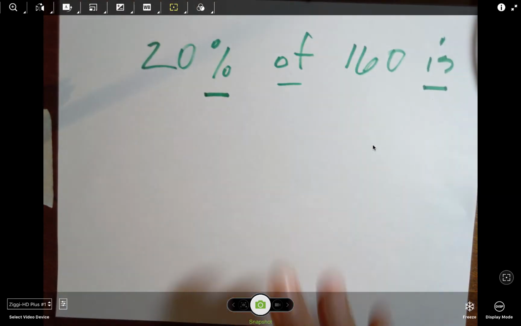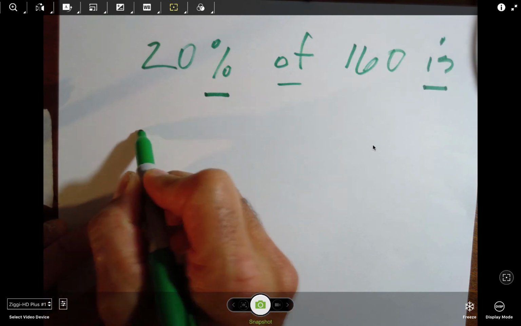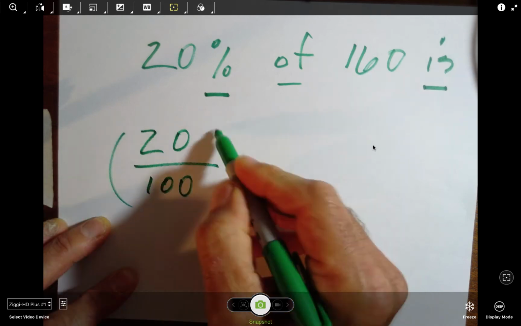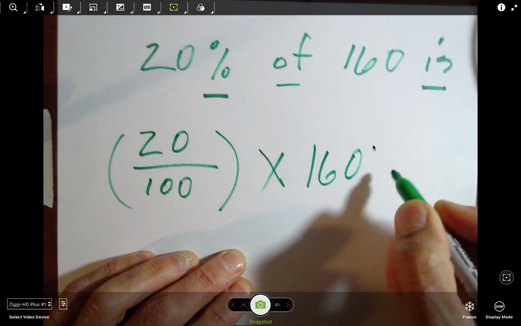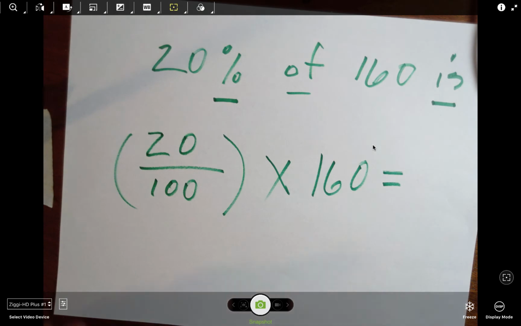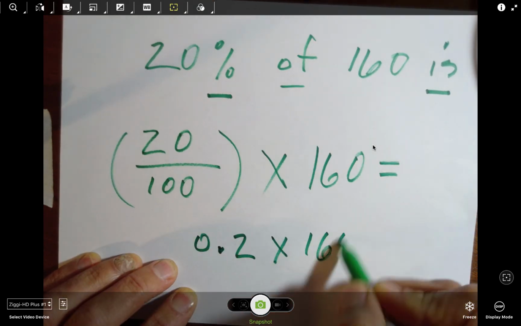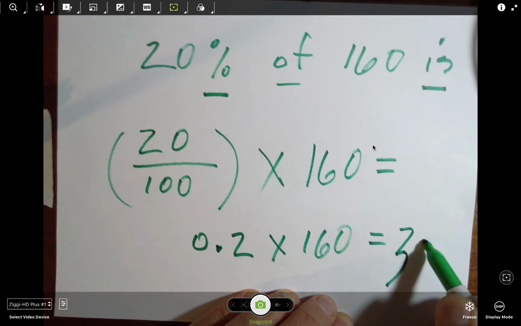So if we want to determine what is 20% of 160, we'll just translate that. The 20% is divided by 100, so we have 20 divided by 100, and then of is a multiply, 160, and then equals. So we simply multiply that out. 0.2 times 160 equals 32.